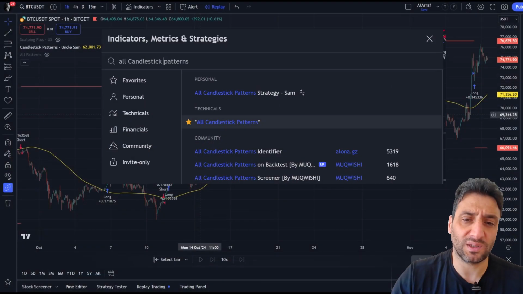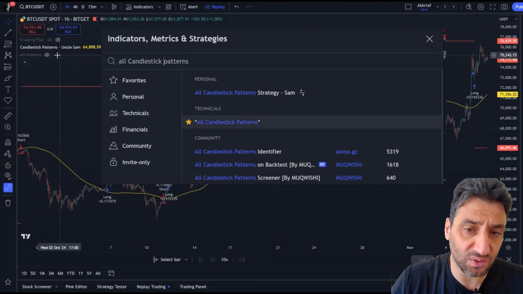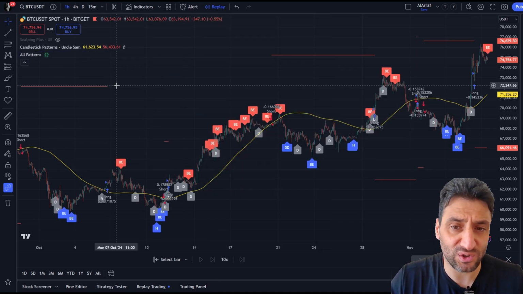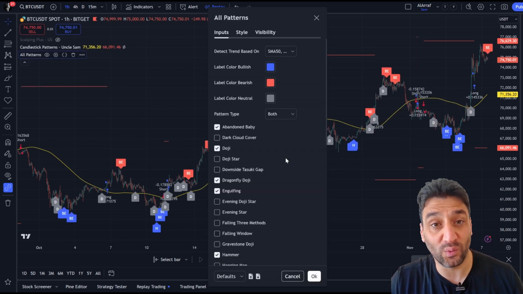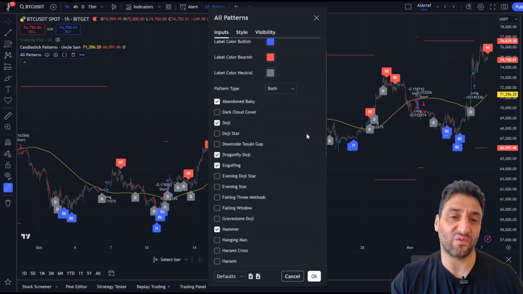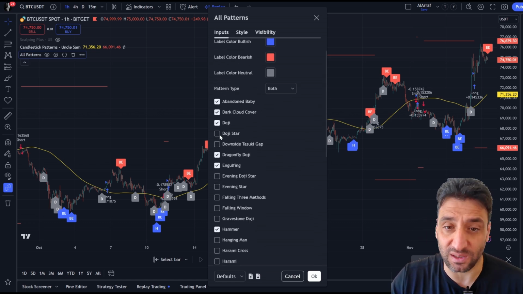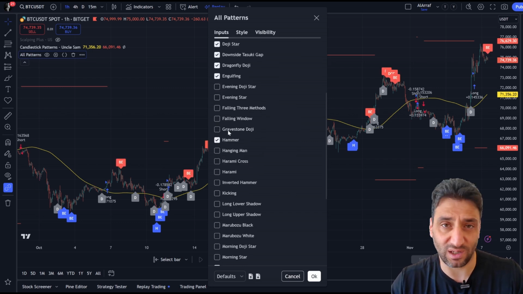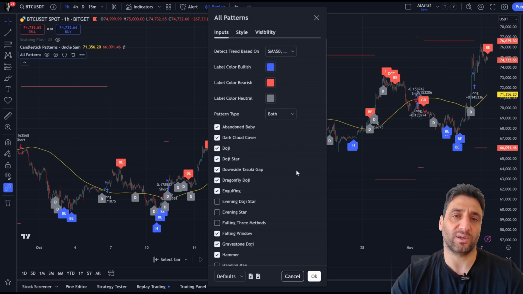Before we dive into the strategy, I want to give a shout out to the awesome All Candlestick Patterns indicator on TradingView. This indicator is actually a treasure trove of candlestick wisdom, identifying a wide array of patterns with incredible accuracy. It was honestly a huge inspiration for this strategy and I highly recommend checking it out. Now let's break down this candlestick patterns strategy.